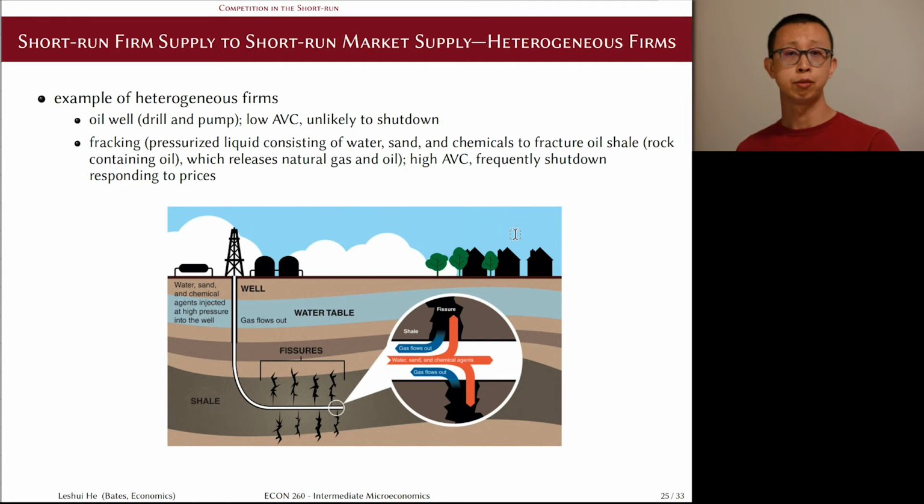As a result, the fracking firms have a much higher shutdown point compared to the firms using the traditional drilling method. As a result, the fracking industry frequently shuts down and reopens as the oil price fluctuates up and down since the recession in 2008. On the other hand, the oil wells just kept pumping throughout most of these periods.